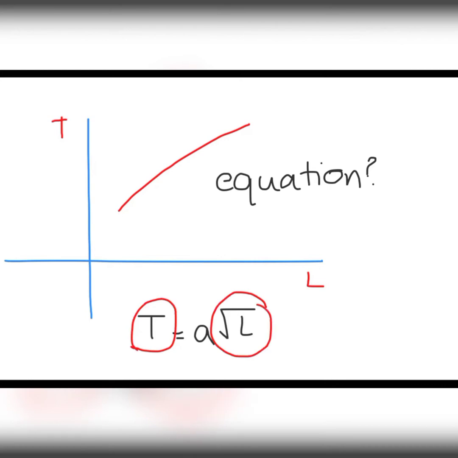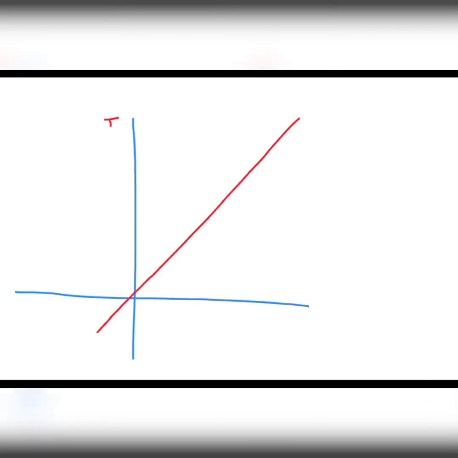Why? Because when I want to find the equation of the curve, I'm first going to plot it in the form of a straight line. And the form of a straight line is y equals mx plus c. Here you can see that T is playing the role of y, A is playing the role of m, and under root L is playing the role of x. There is no y-intercept here. So when I actually proceed to plot this graph, I'm going to get a straight line, T against under root L.